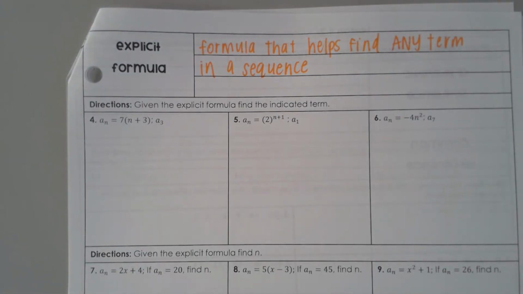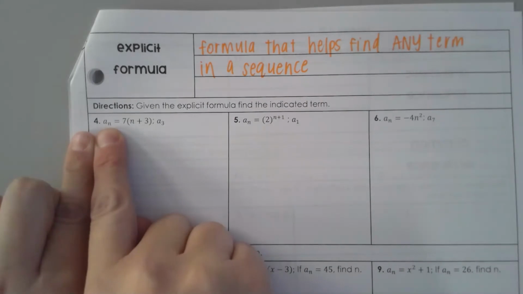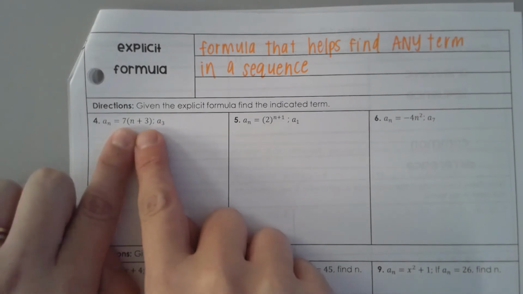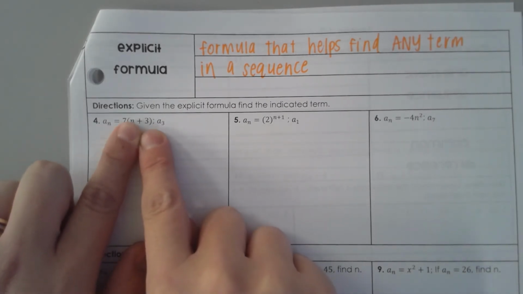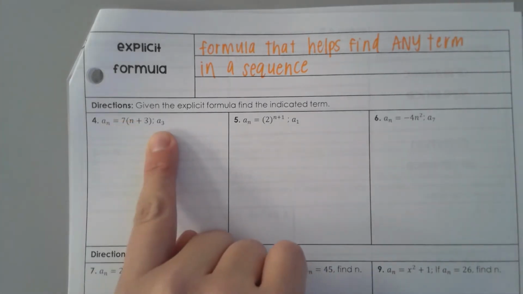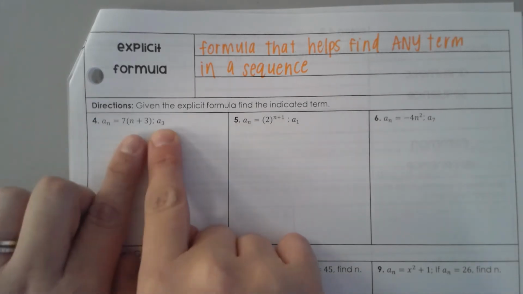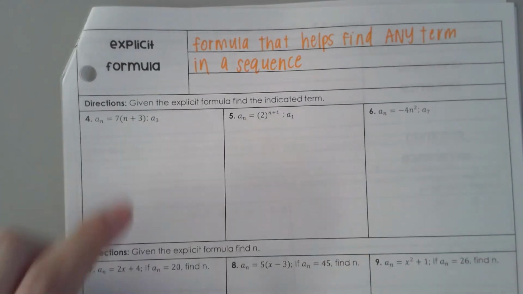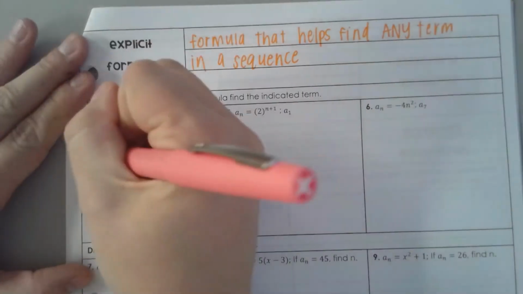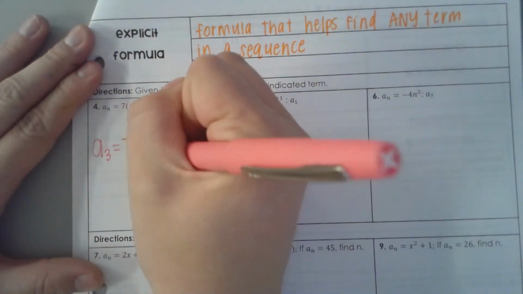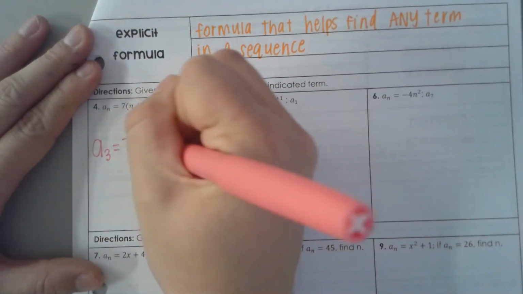So for example, on number 4, I'm given a formula. So this AN means any term. Any term in this sequence I can find by plugging into this formula. And N is going to represent that number of term. So if it tells me to find A3, then I'm looking for the third term. And I'm going to plug in a 3 for N. So A3, 7, and then I have a 3 plus 3.